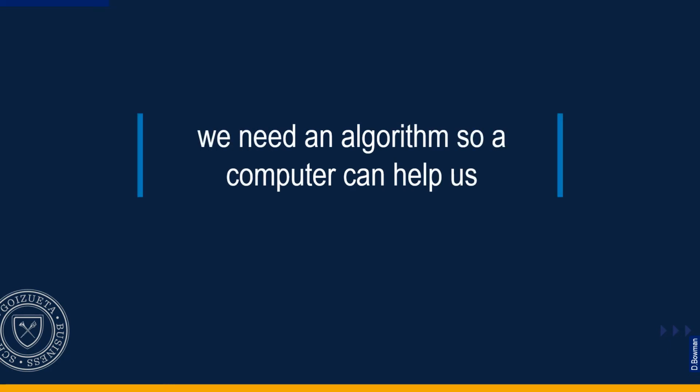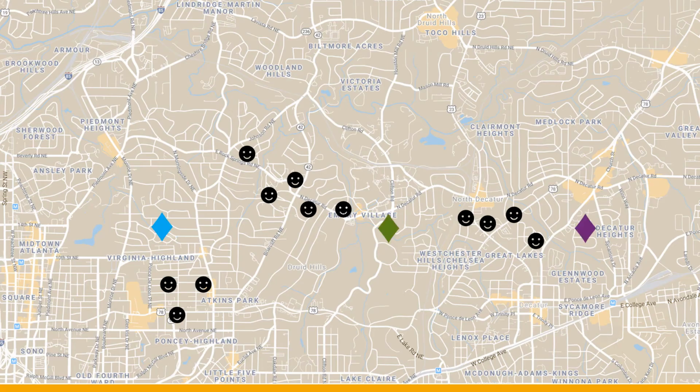But if we're going to get a computer to help us, we're going to need an algorithm for the computer to follow. We begin by randomly placing the 3 coffee shops on the map. Then, we assign each customer to the coffee shop located nearest to them. But look, the purple customers would be better served if we moved the purple store to the center of the purple customers.